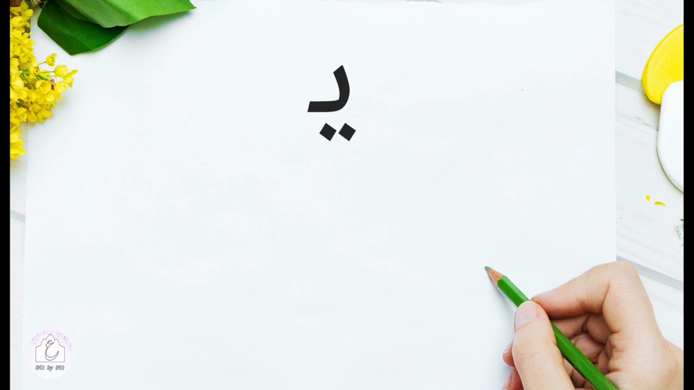In the medial position, Ya is exactly the same. We only add a connecting segment coming from the previous letter. We start from the connecting segment and go up for the vertical segment, then down and left for a connecting segment leading to the following letter. The dots go below the vertical segment. A connecting segment, up and down, then to the left, and the dots.